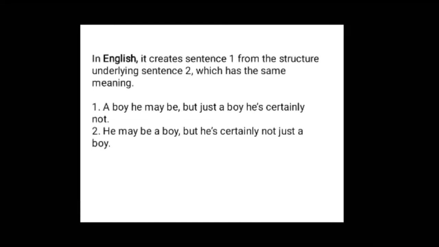In English, it creates sentence 1 from the structure underlying sentence 2, which has the same meaning. So these are examples. 1: A boy, he may be, but just a boy, he is certainly not. 2: He may be a boy, but he is certainly not just a boy. So both sentences have the same meaning.